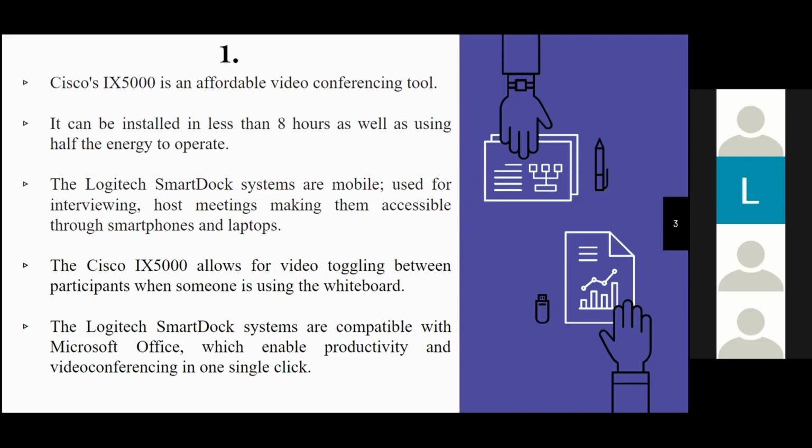Both technologies foster collaboration, each in different ways. When someone is using the whiteboard, the Cisco IX5000 enables video toggling between participants, while the Microsoft Office compatibility with the Logitech Smart Dock system provides productivity and video conferencing with a single click.